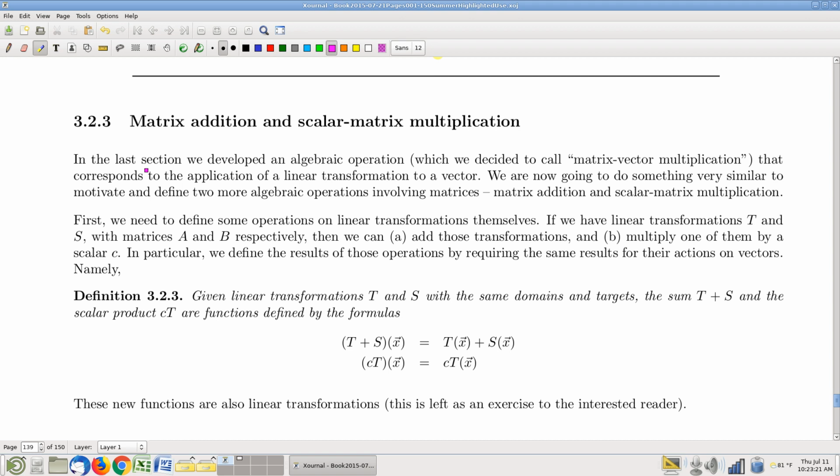So I want to ask questions about matrix addition by first asking what should it mean to add functions. Don't forget, linear transformations are just functions. They're special kinds of functions, but they're functions. And I claim you all already know what it means to add two functions. This gets used in calculus classes all the time, when you talk about, what's the derivative of a sum of two functions?